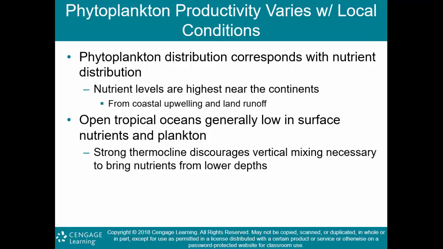Open tropical oceans are typically pretty low in nutrients and plankton. Clear water is an indication there's not much plankton there. The strong thermocline, meaning the fact that it's very warm at the surface and then colder below, that warm water is lighter and rises to the top, the cold water is heavier and sinks to the bottom, and you don't get a lot of vertical mixing. That difference between warm water at the top and cold water at the bottom is called the thermocline. We've talked about this, but the thermocline basically keeps those nutrients down in the lower depths of the ocean.